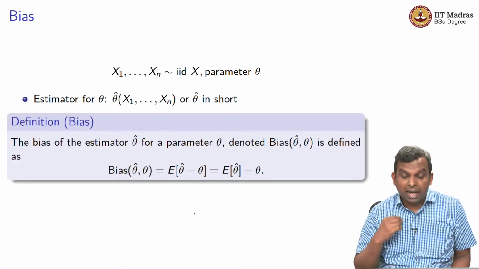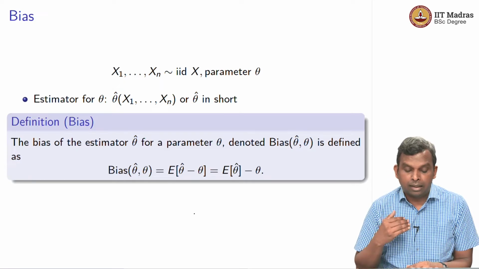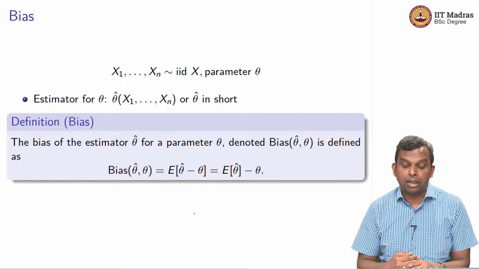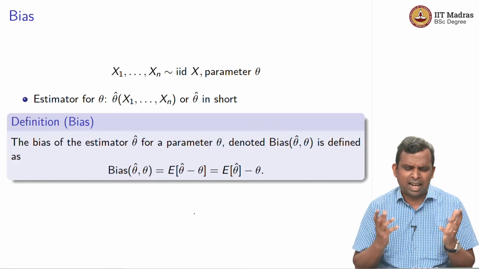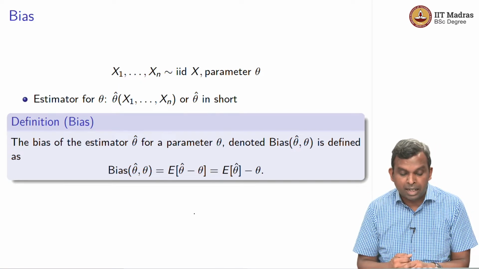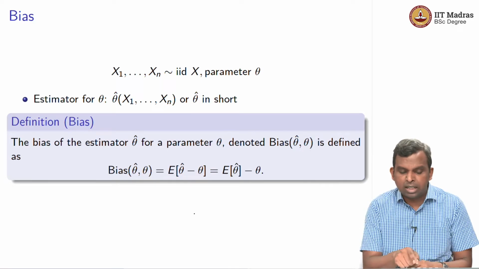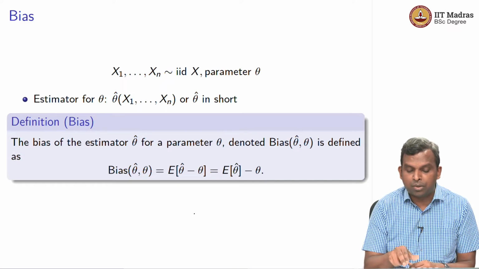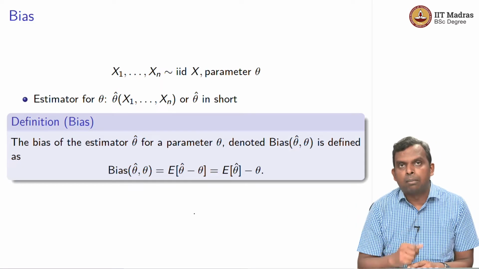The bias of the estimator for a parameter theta is simply the expected value of theta hat minus theta. This is called the bias of an estimator. We will denote it bias of theta hat comma theta, or maybe just b of theta hat comma theta, so it's clear enough. It's the difference between the expected value of the estimator and theta. Notice theta is a constant, so you can pull the expected value inside as it's a linear term. You have expected value of theta hat minus expected value of theta, and theta is a constant, so you simply get minus theta.